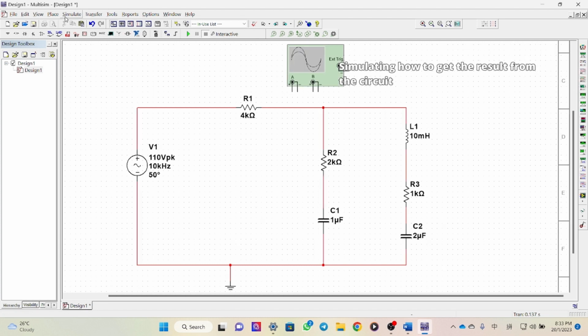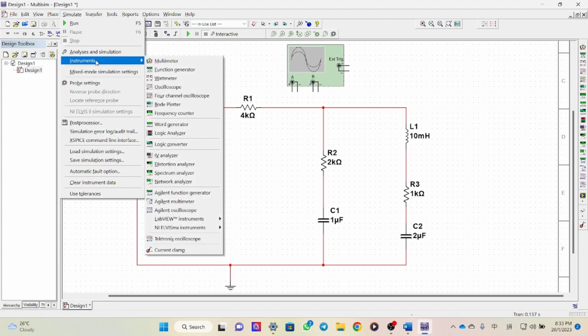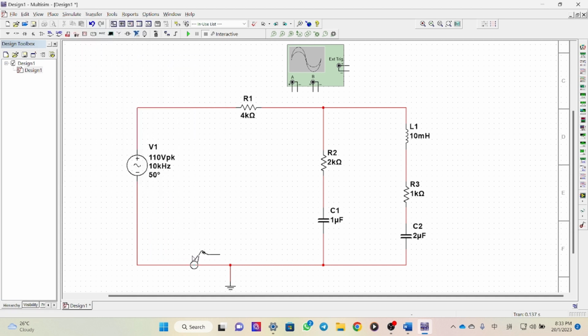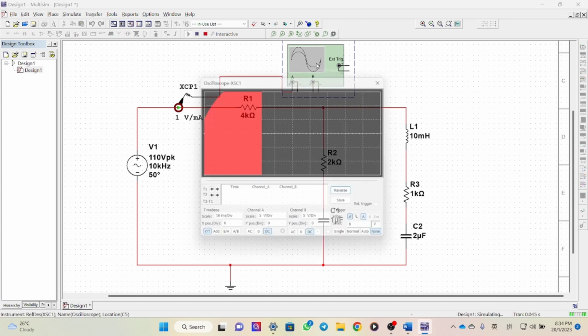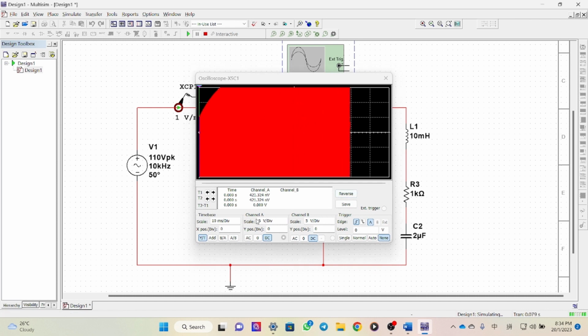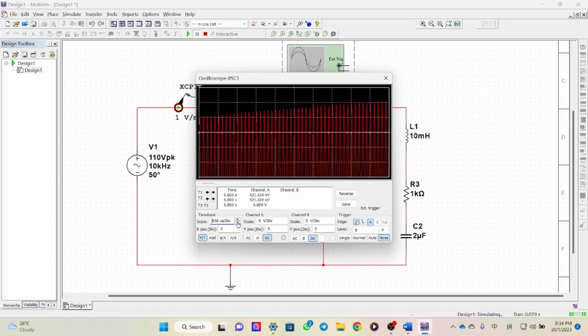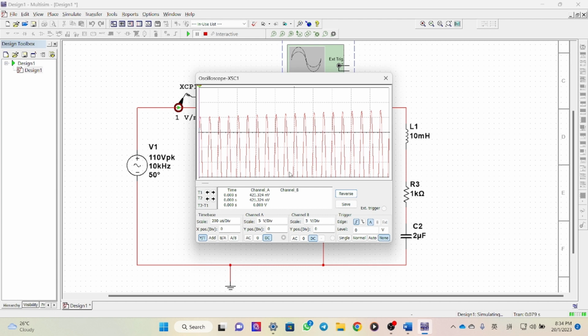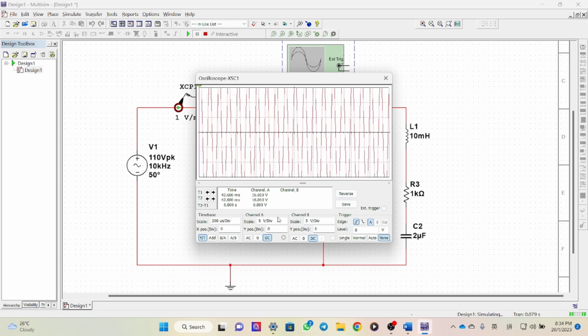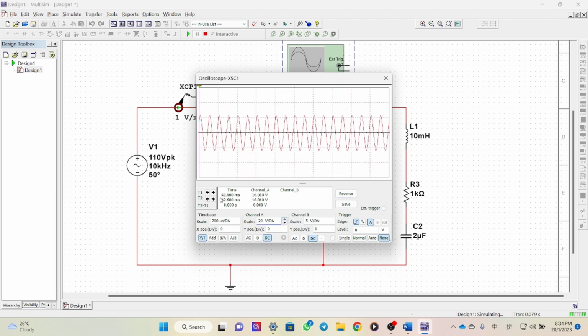So we start to measure the current first. We use the current clamp. We put it on the branch that we need to measure, and we connect it to the oscilloscope, and we press start. Then we adjust the waveform first. So we put this at the peak of the waveform.